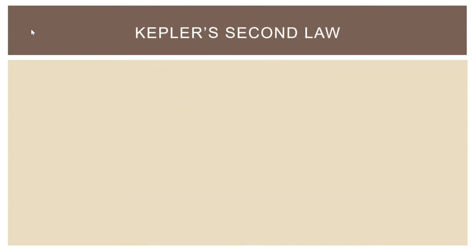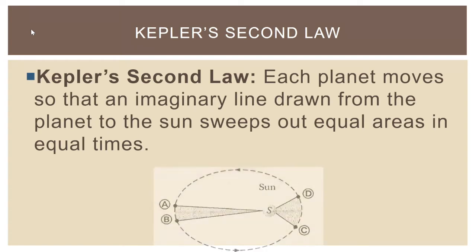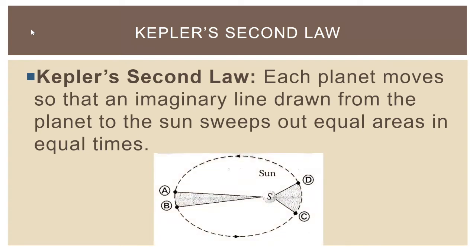Kepler's second law of planetary motion is a little more complicated. It says that each planet moves so that an imaginary line drawn from the planet to the sun sweeps out equal areas in equal times. This is referred to as the law of equal areas. While this law looks more complicated than it actually is, essentially what it is saying is that when the planet, like the planet pictured in this diagram, is moving from C to D, it's going faster than it is from A to B. It goes faster when it's closer to the sun and slower when it's farther away from the sun.